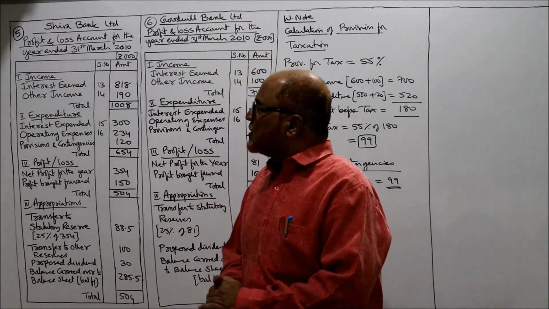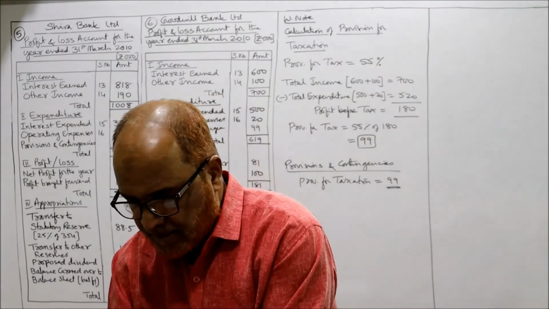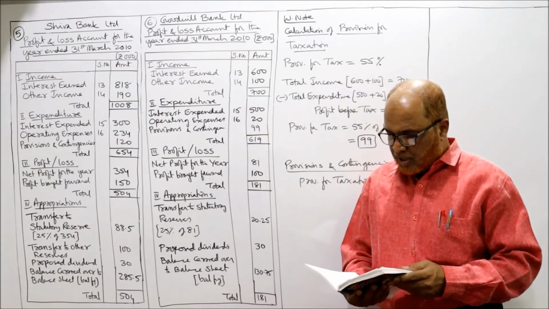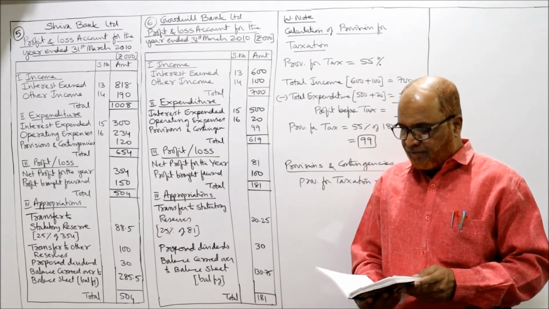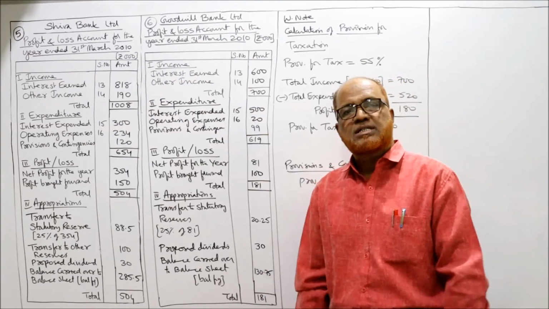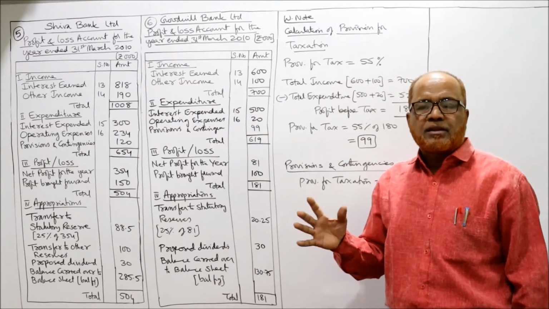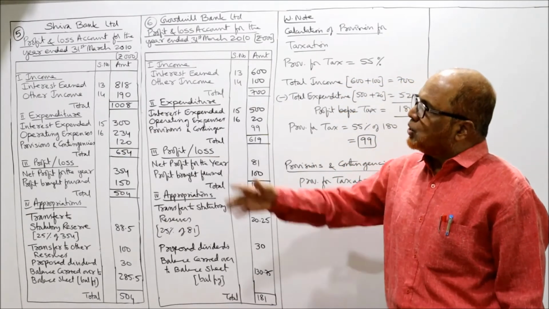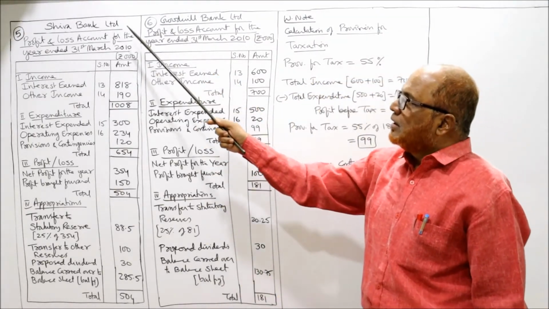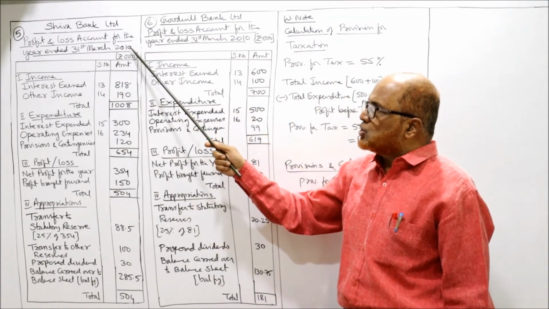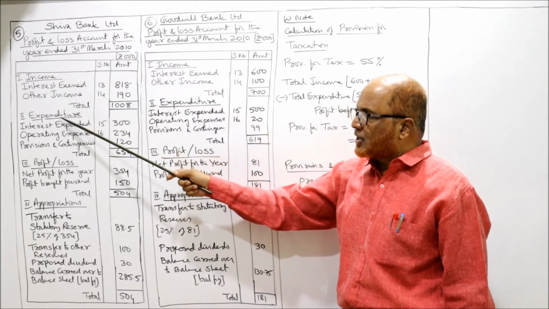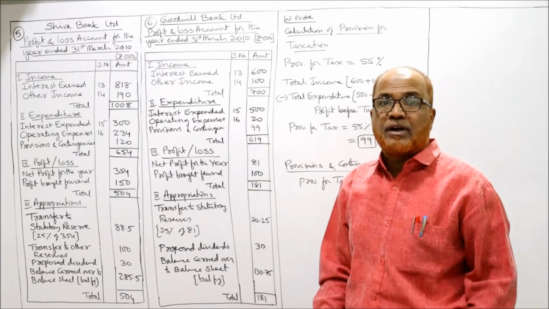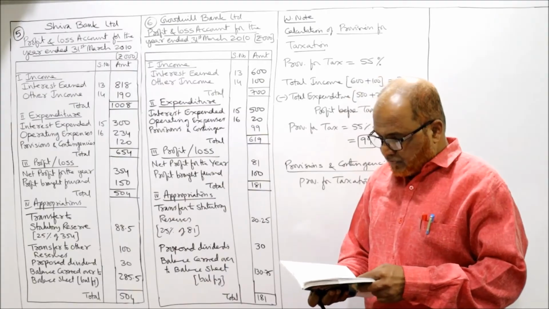Come on students, now we'll start the next problem. Problem number 5. Shiva Bank Limited submits the following details for preparation of its profit and loss account in statutory form as on 31st March 2010. So every time we are preparing the profit and loss account in the statutory form according to Banking Regulation Act. Shiva Bank Limited, profit and loss account for the year ended 31st March 2010, rupees in thousands. I have taken income, expenditure, net profit or loss. Now appropriation. Some different point we have in appropriation.